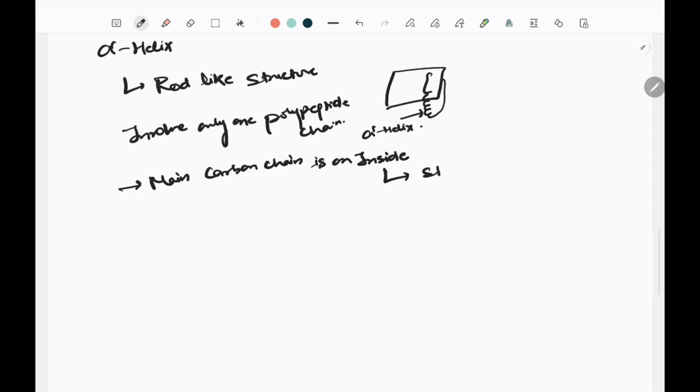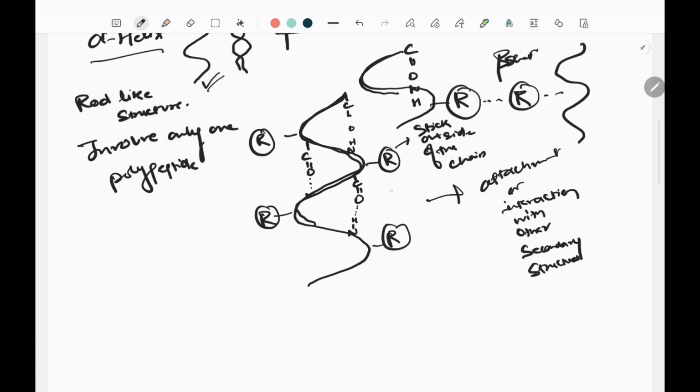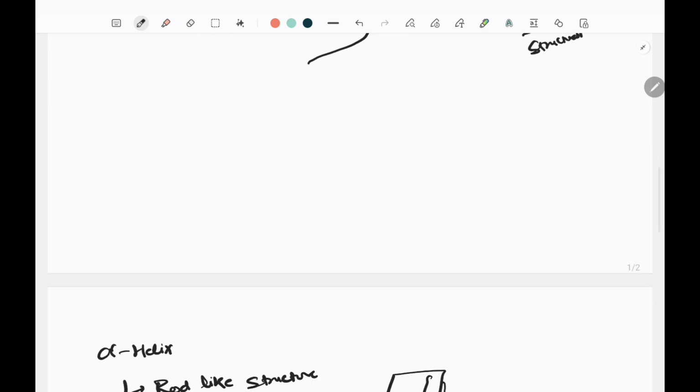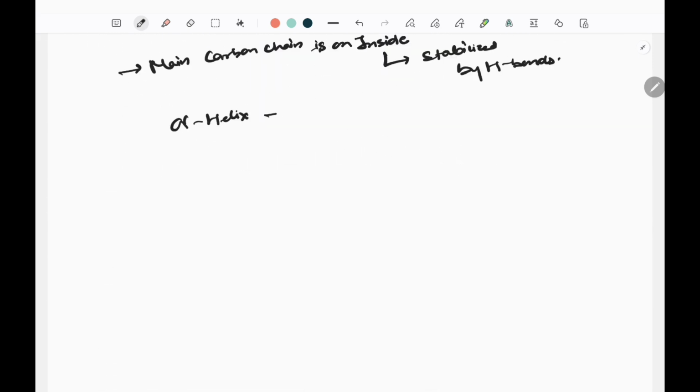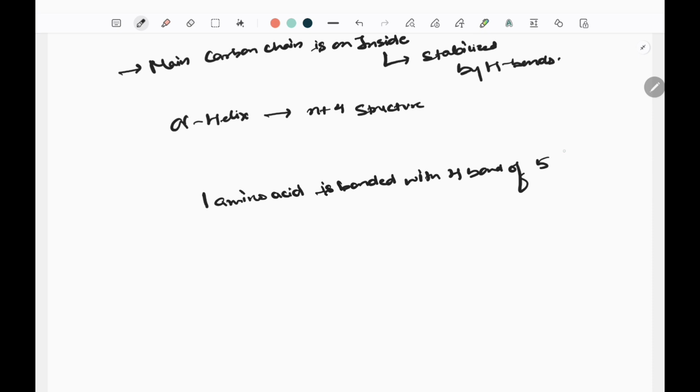It is stabilized by hydrogen bonds. So here these structures are stabilized by these hydrogen bonds, right? It has an N+4 structure. What that means is the first amino acid is bonded with the hydrogen bond of the fifth amino acid.